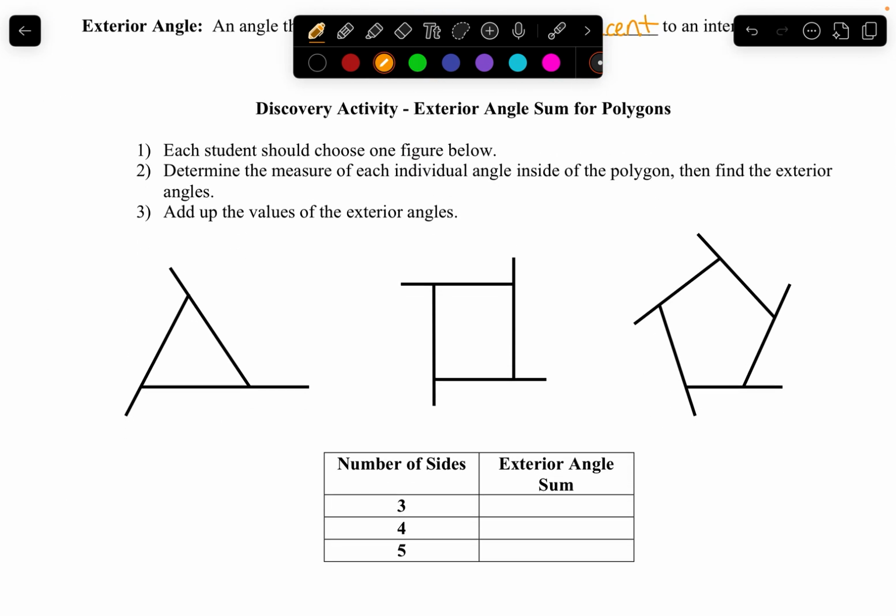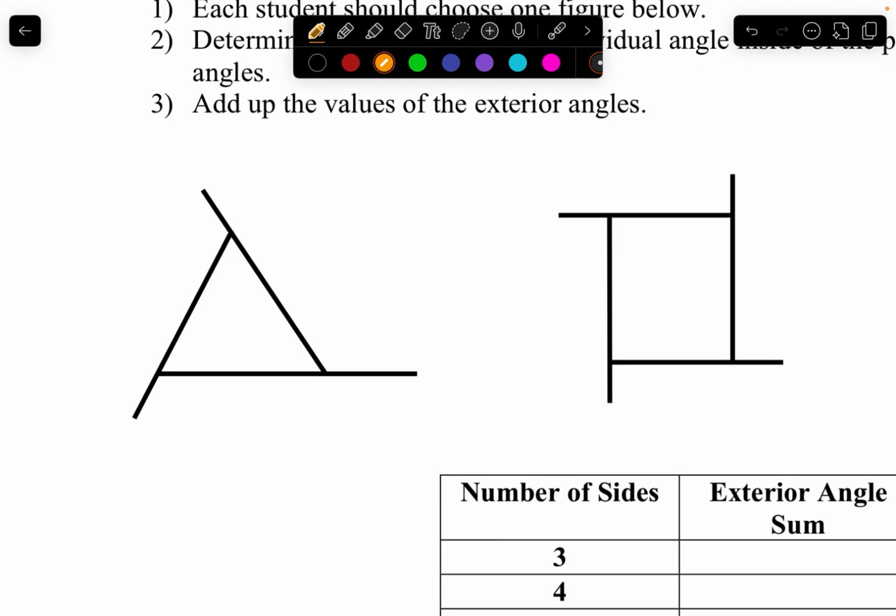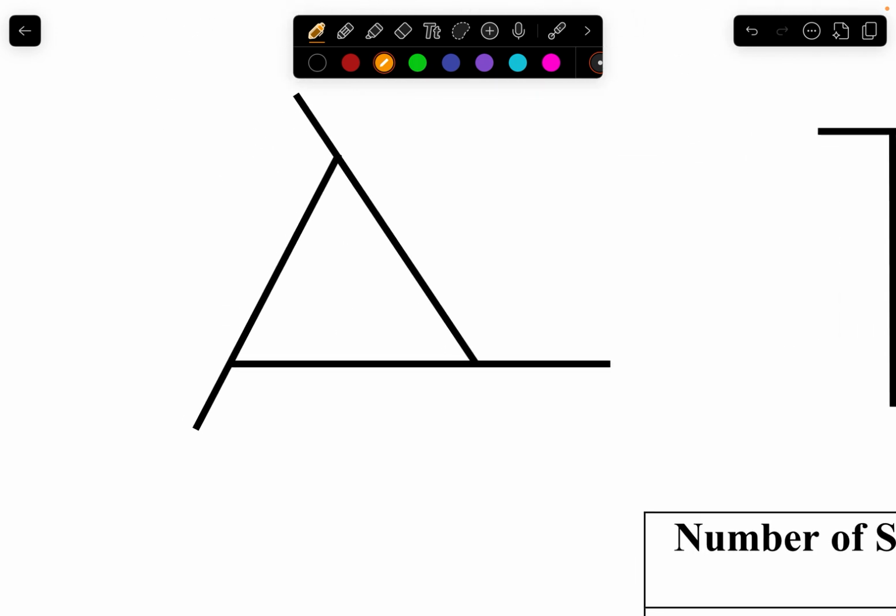Now we're going to talk about the exterior angle sum for polygons. We are going to look at each of these shapes, which are known as regular polygons, which means that all of the sides and all of the angles are the same. So let's look at this equilateral triangle. We should already know that an equilateral triangle has 60-degree angles at each of its corners. That means that the exterior angles have to add to your interior angle of 60 to get 180 degrees. So this exterior angle is 120, this one is 120, and this one is 120.